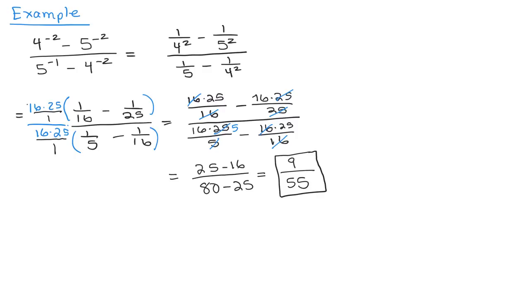This could also be done using the first method where you get a common denominator in the numerator, subtract those fractions, do the same thing in the denominator, and then multiply by the reciprocal. But you have to deal with fractions a little bit longer using method 1.